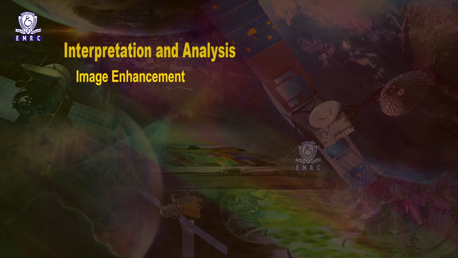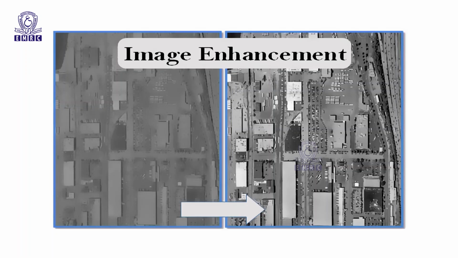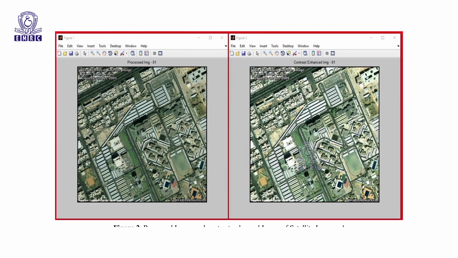Second, image enhancement. Image enhancement is a modification of the image by changing the pixel brightness values to improve its visual impact. The image enhancement techniques are performed by deriving a new brightness value from a set of surrounding pixels.